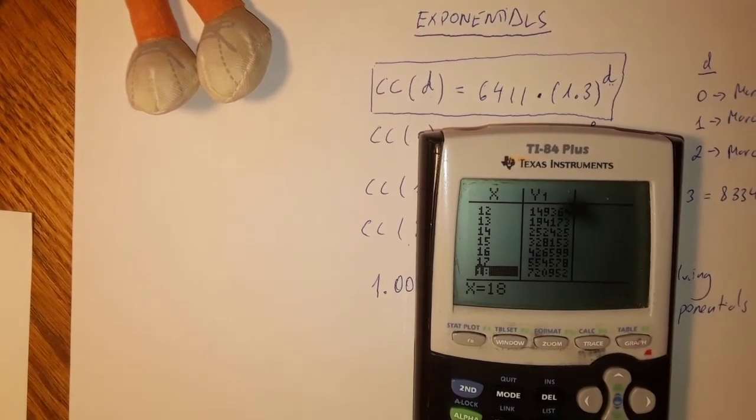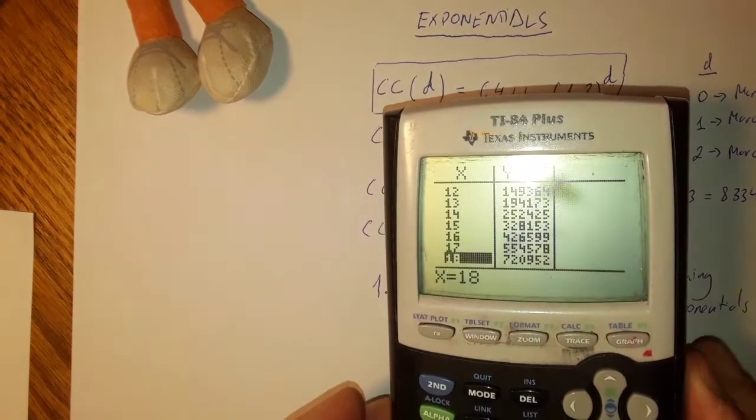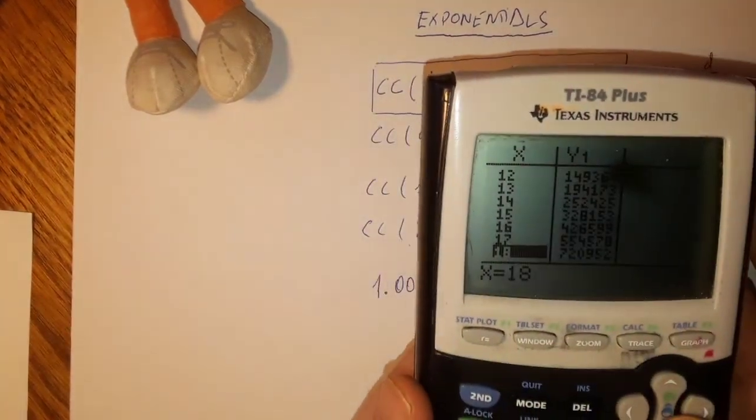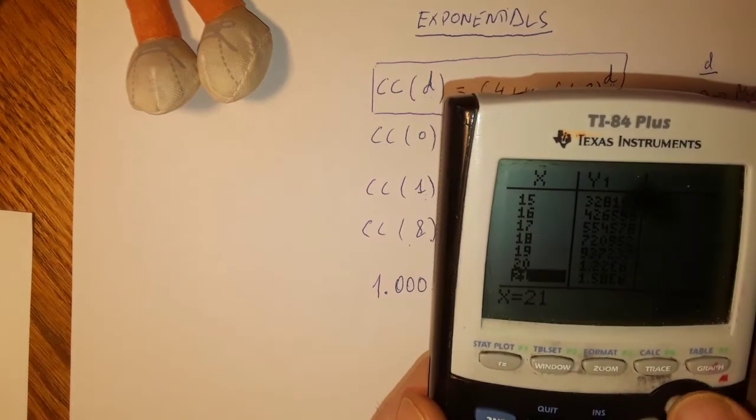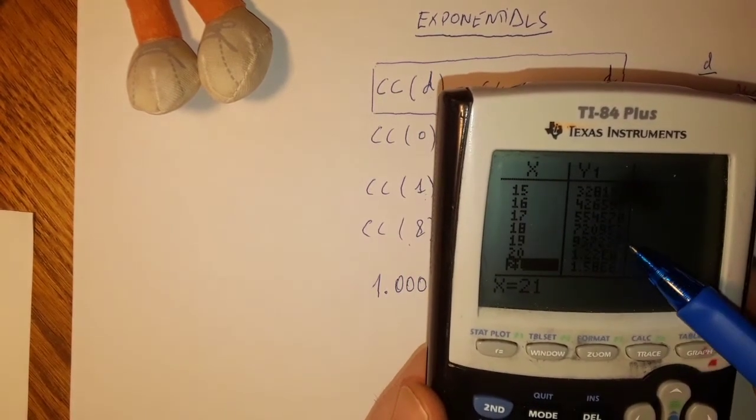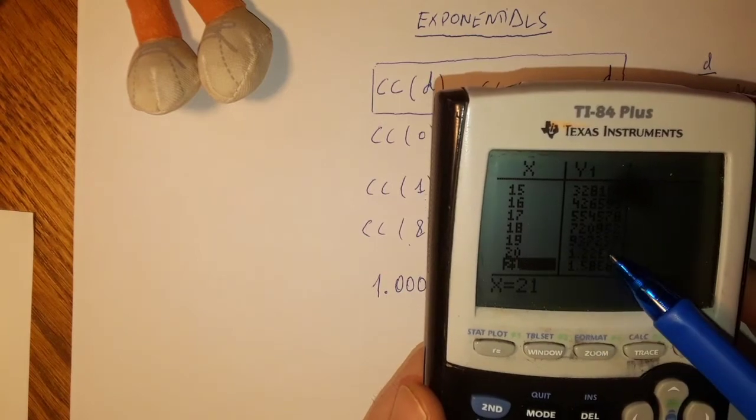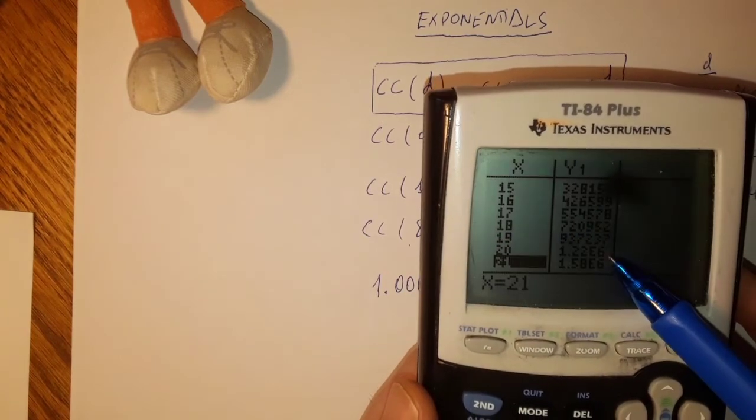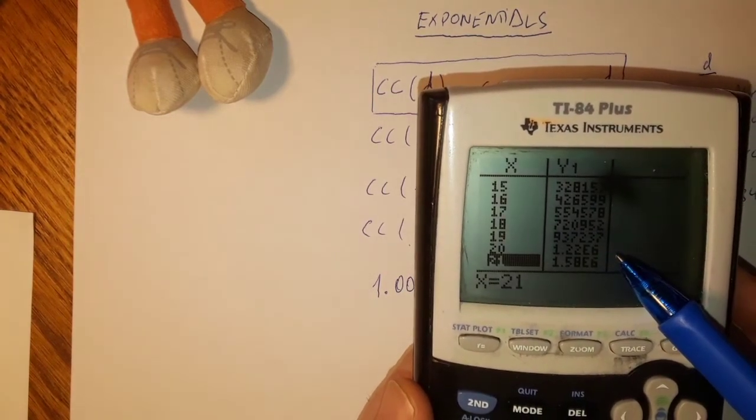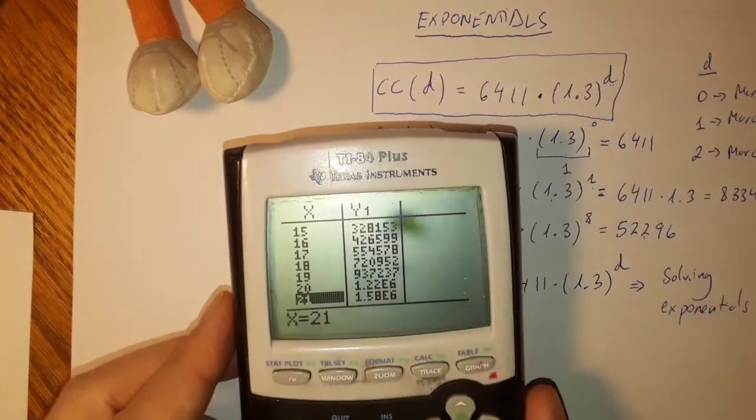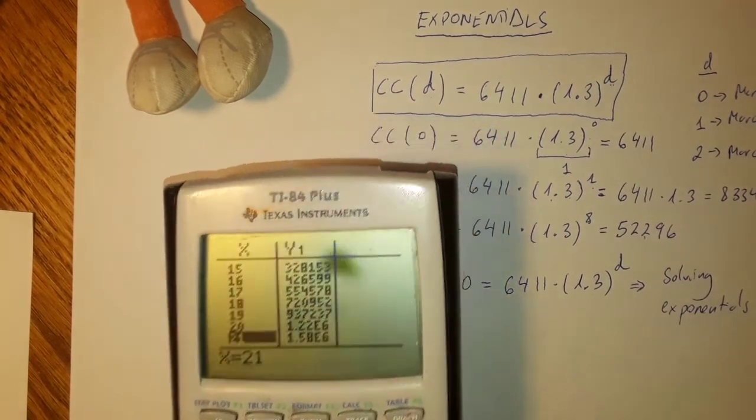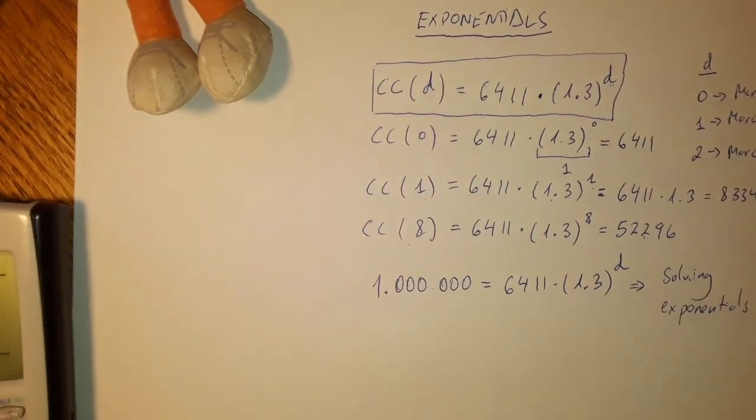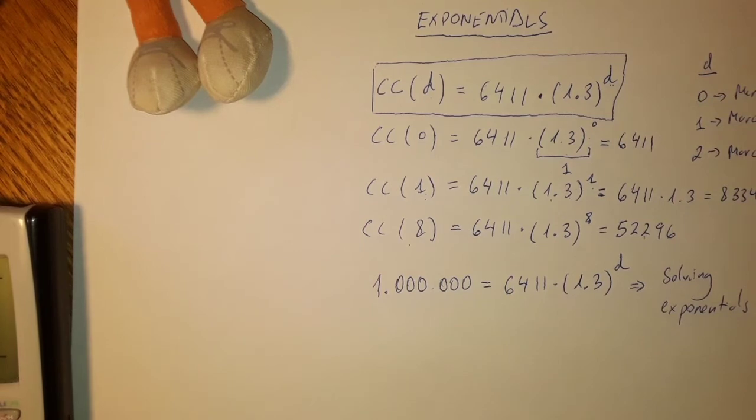So if we look at this data, here we go. This is almost 1 million, so it's going to take 20 days to be 1 million people infected. Okay, so you understand how it works. Okay, I hope this video helped. The last thing I would like to tell you guys is how to compute the rate of change.